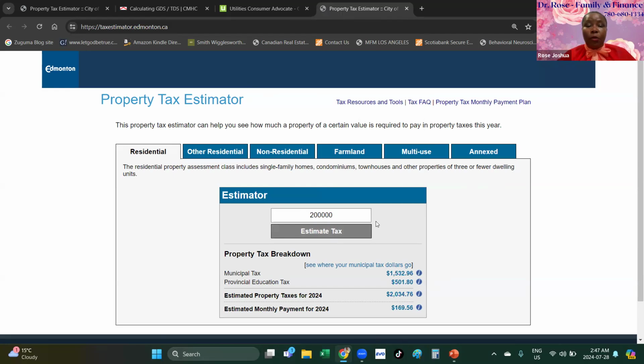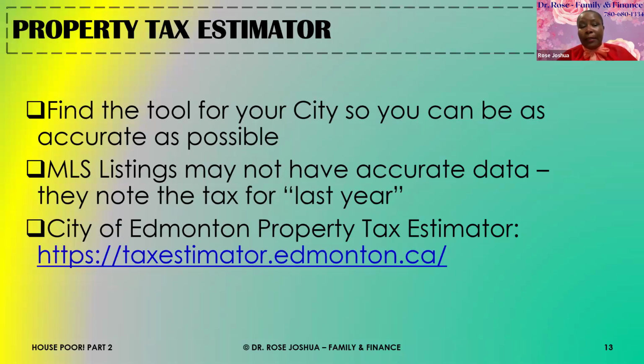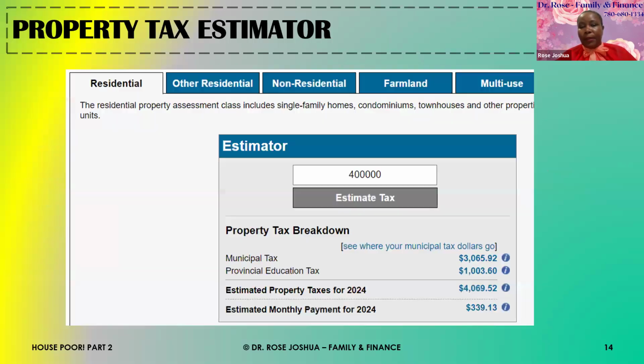So play with that tool, and depending on the city you're in, find out what they do for taxes. You're buying a home, and a home is, in most cases, the most expensive asset that most people have. So do a lot of research before you jump into that offer, because a lot of things go into the mortgage approval. So now here's the property tax estimate.